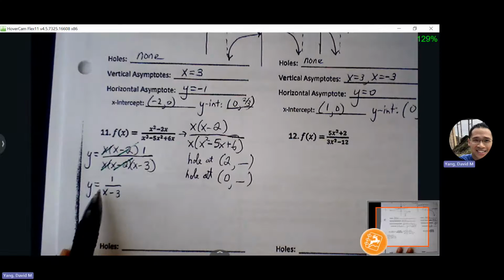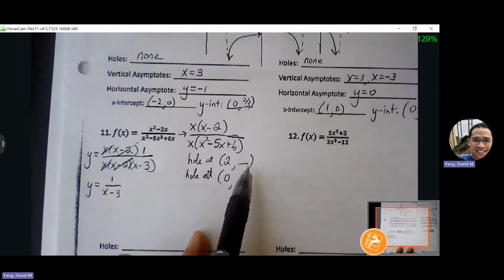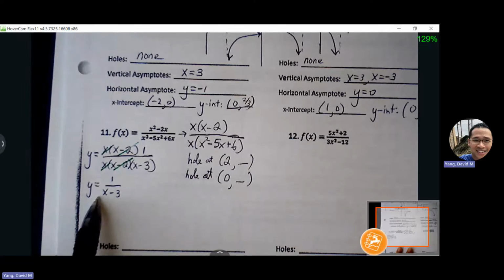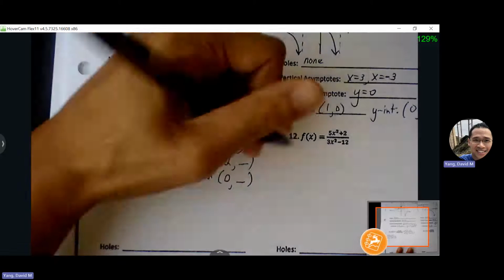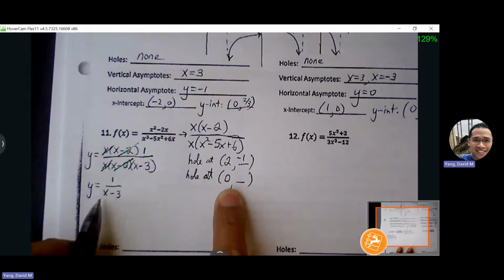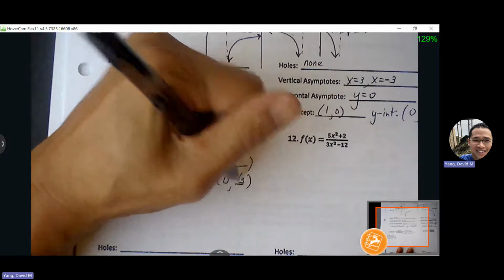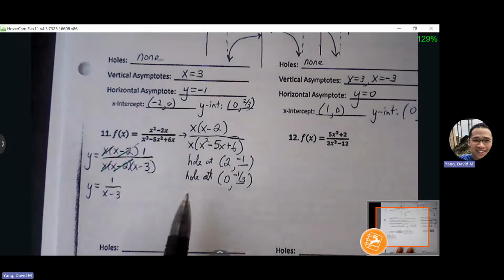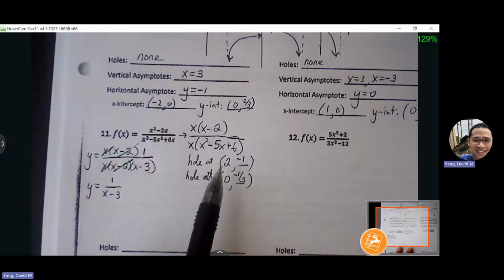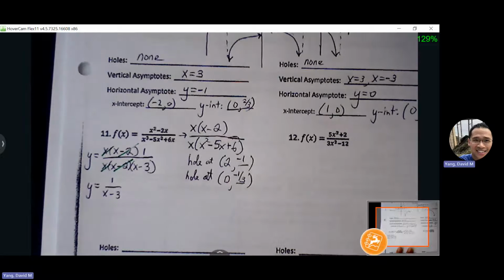So by plugging into the reduced version, we're able to get a number, and that number will correspond with the y value where the hole lives. So if I plug 2 in for x, 2 minus 3 is -1, so 1 over -1 is -1. If I plug 0 in, 1 over 0 minus 3, that's -1/3. So we have 2 holes. Now, the holes are useful because we can treat them like ordered pairs, in the sense that you know your graph is going to have to connect through those holes. So these holes will help us figure out where the graph is going to be.